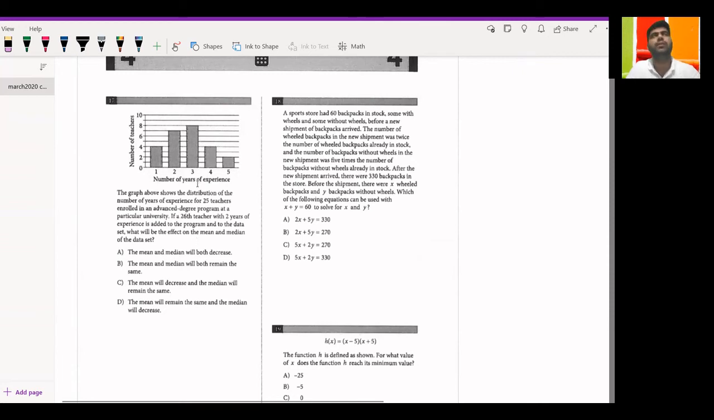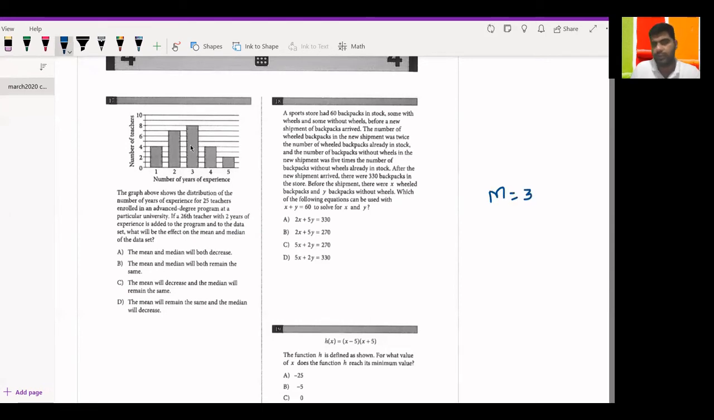So the median for 25 teachers would be the 13th teacher, because 13th is the central value in 25. If you want to know how I found it, you simply do 25 plus 1 divided by 2, so 13. Okay, so 13th teacher. So there are 4 teachers here with 1 year of experience, 7 teachers here with 2 years of experience. 4 plus 7 is 11, 12 and 13 will be 3. So the median is 3. Median is 3 for this one.